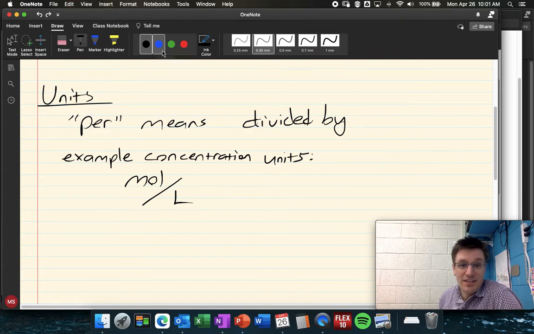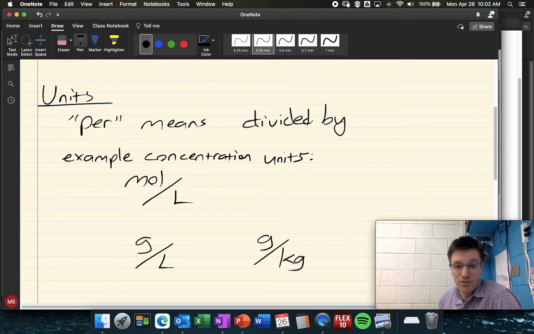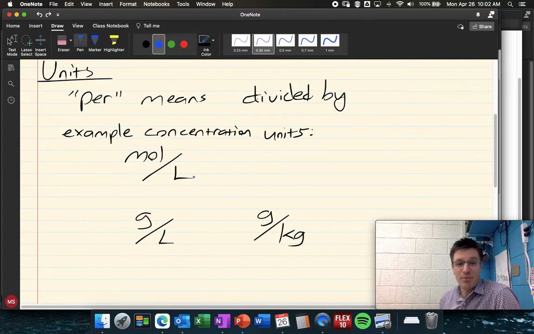Okay? Doesn't have to be moles on top. You could use grams per liter. There's even grams per kilogram. Okay, if you take maybe 10 grams of Kool-Aid and dissolve it in 2 kilograms of water, then you just made a solution that's 10 grams per 2 kilograms, and that's the concentration, okay? So it's just that per is the main part. You got to watch out for that.